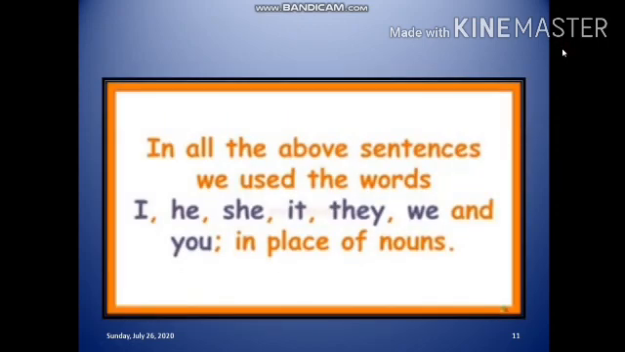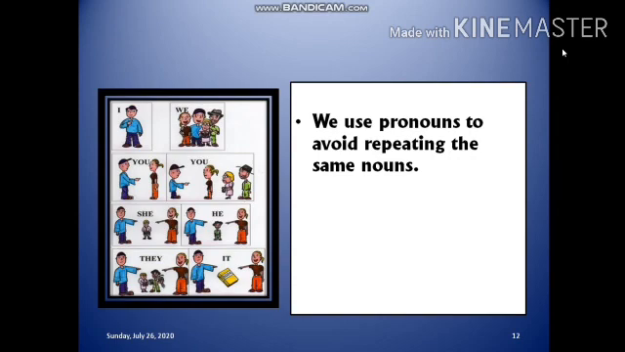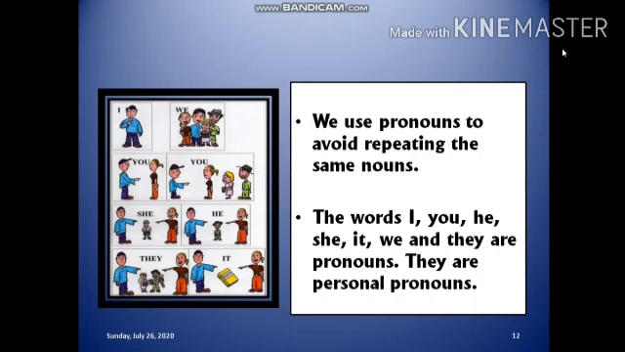Now children, in all the above sentences, we have used the words I, he, she, it, they, we and you in place of nouns. So we use pronouns to avoid repeating the same nouns. The words I, you, he, she, it, we and they are pronouns. They are personal pronouns.